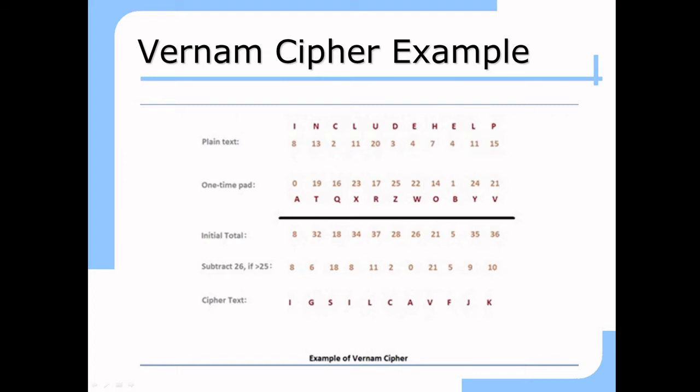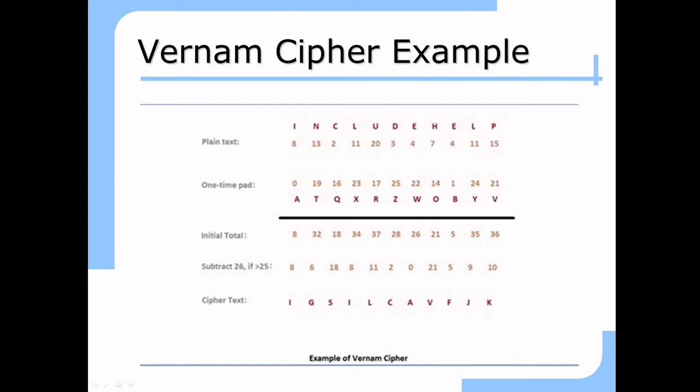After that we add these two numbers, the plain text number with the one time pad number. So 8 plus 0 is 8, 13 plus 19 is 32, and so on, this is 37. This is how the addition takes place.